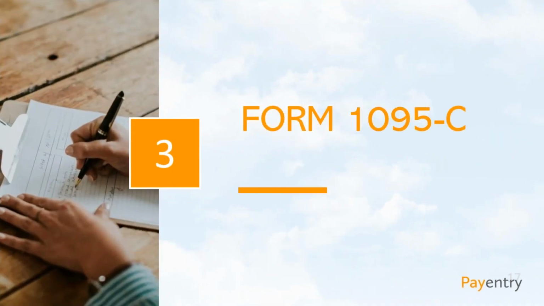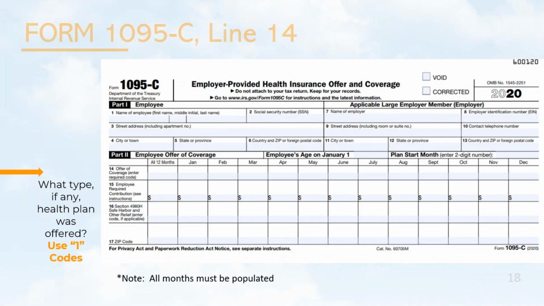Okay, let's take a look at Form 1095-C. This is the one you get electronically from us, and this is what your employees get. But that form has a couple of lines on it that are critical. If we do your ACA for you, then we will complete these and file electronically for you. But on line 14, you have to list what type of health plan, if any, was offered, or did you offer a health plan? This is where you use the 1 codes.